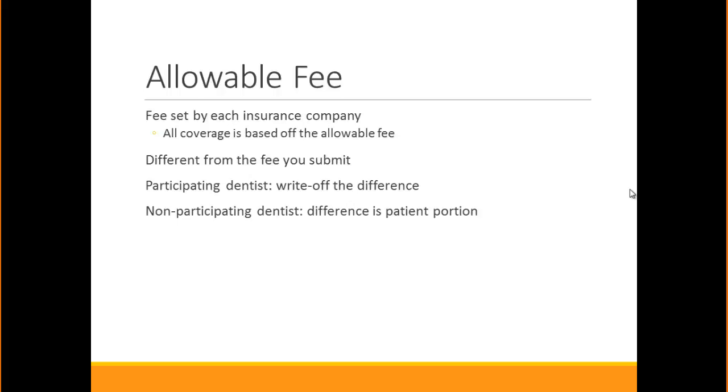Allowable fee. Each insurance company has a set fee for each procedure code. This fee is usually lower than your clinic's fee. The insurance company will calculate all of their benefits off of their allowable fee. If you are in network with the insurance company, you will be required to write off that difference. But if you are not in network, the patient would be responsible for the difference.